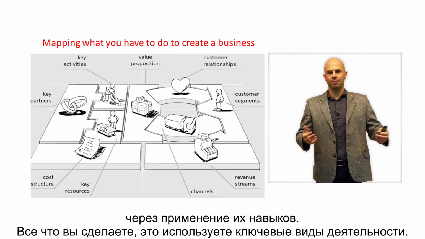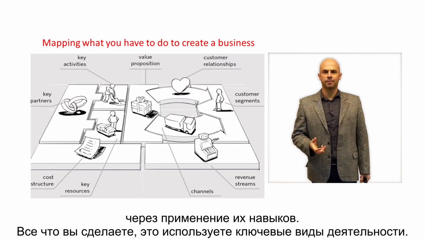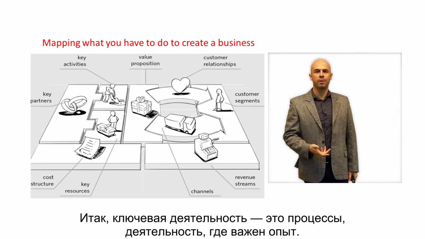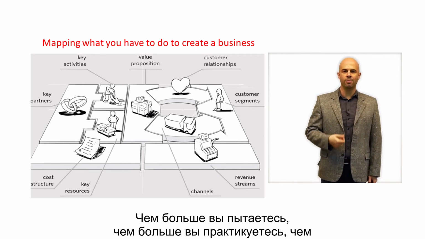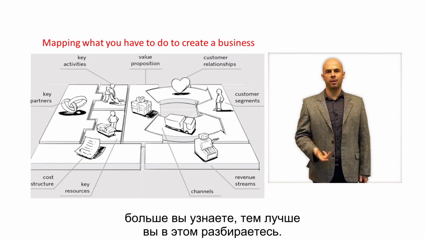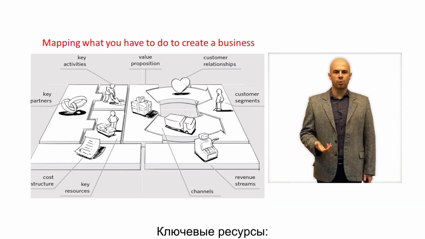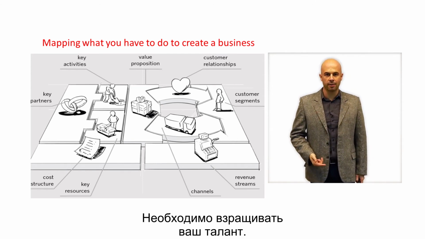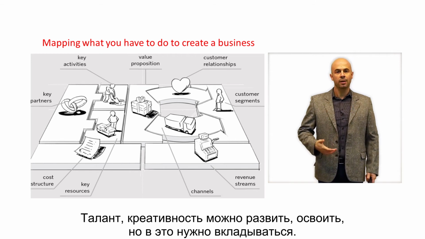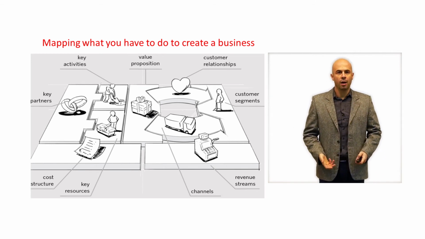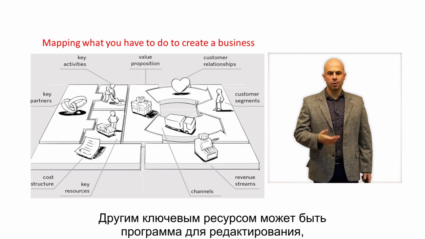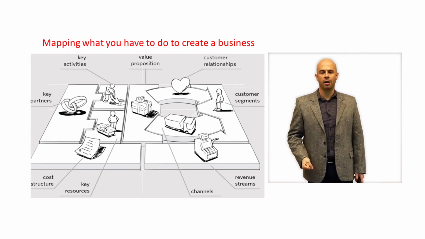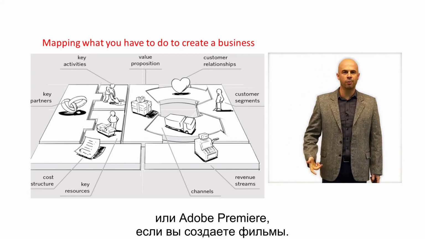Using what they offer and what you do, you use key activities. So key activities are your operations, your processes. That is where experience plays a role. The more you try, the more you do something, the more you learn, and the better you become at it. Key resources. One of your key resources is your talent, and you need to keep growing your talent. Talent, creativity can be grown, can be learned, but you need to invest in it. Other key resources are maybe a software you need to edit. Adobe Photoshop, for example, if you're in design, or Adobe Premiere, for example, if you make movies.